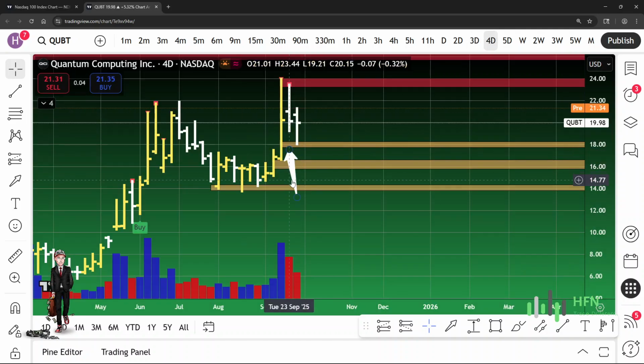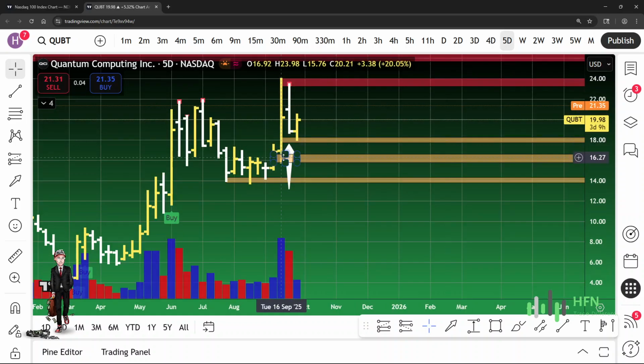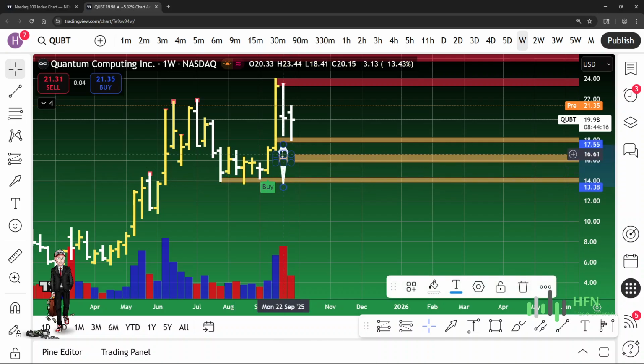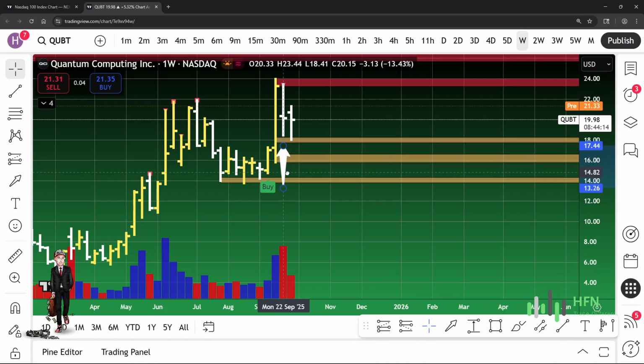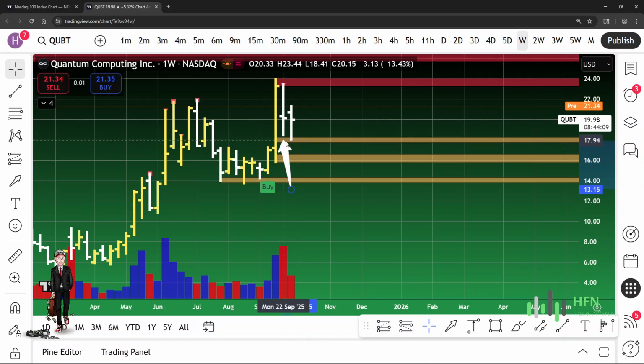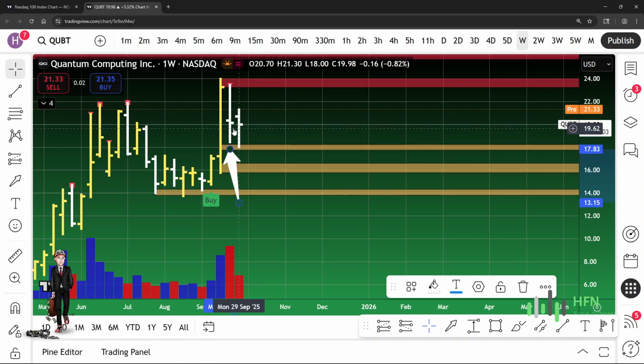Here it is on the 4. Quantum computing on the 5. And here it is for the week. So these last 2 weeks, this one that the arrow is pointing up to and this current one, it literally shows you that someone is buying this stock over the last 2 weeks. Why would I say that? Because it's simple. They brought the close of each of these weekly price bars.